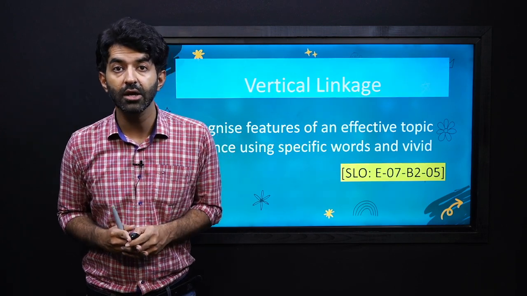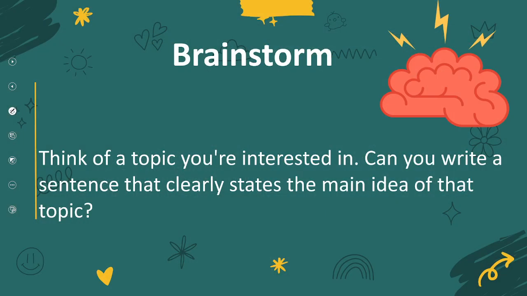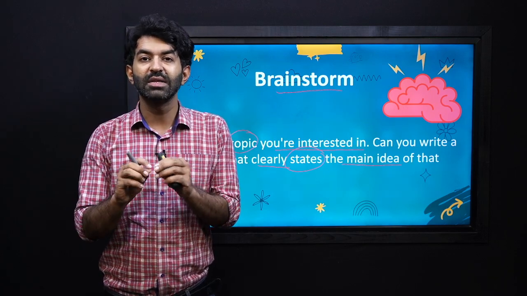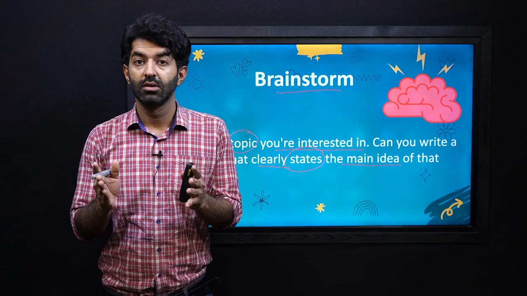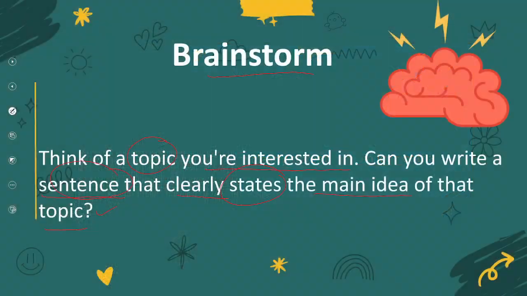Here is a vertical linkage, and now, students, can you perform this brainstorming session for a minute? Think of a topic you are interested in. It can be about any activity, hobby, or anything interesting that you like. Can you write a sentence that clearly states the main idea of the topic? Why are you writing that paragraph? What are you trying to say? How can you just say it in one sentence? Quickly do this activity, write 5 or 6 sentences, and then we can move on.